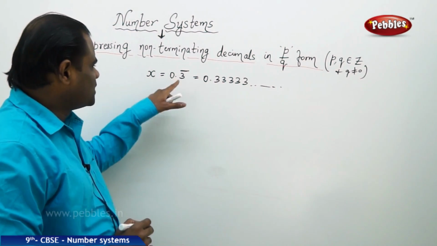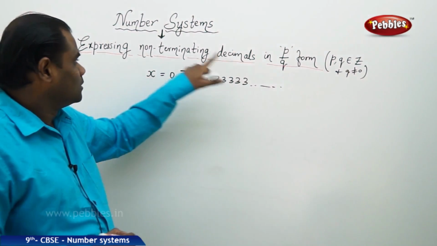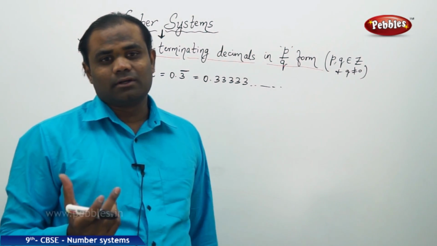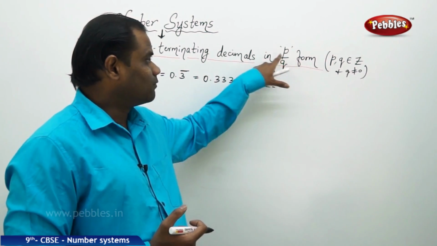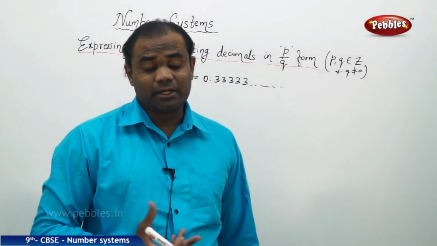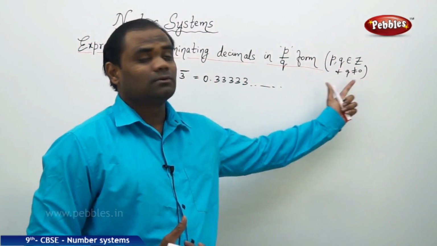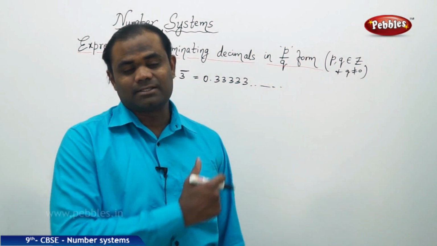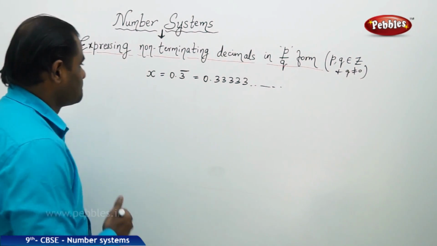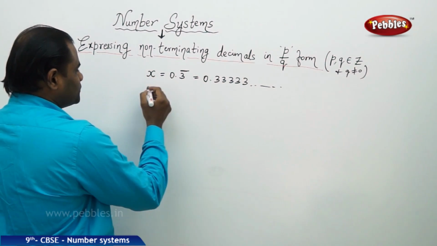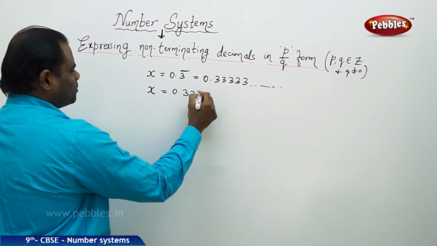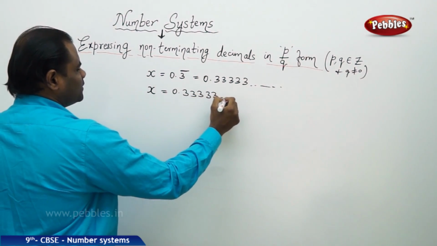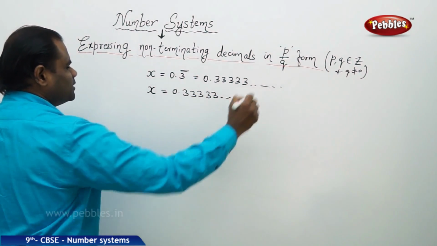Now let's see if this number, which is never ending, non-terminating or ever recurring decimal, can be expressed in the rational form p by q, with p and q belonging to Z and q not equal to 0. So let's see if it's possible. So x is 0.3 bar, which can be written as 0.333 and so on and so forth till infinity.